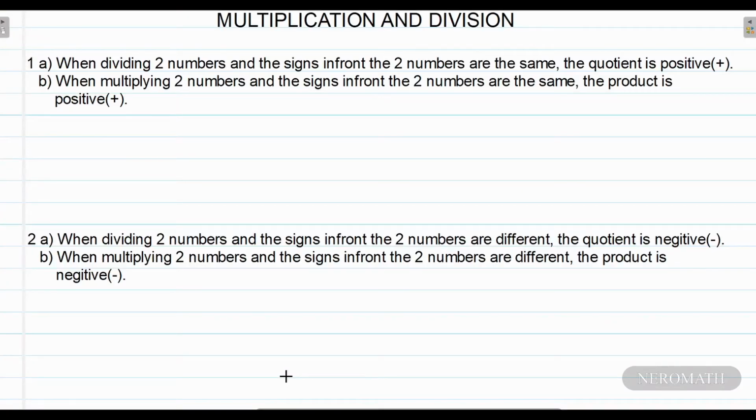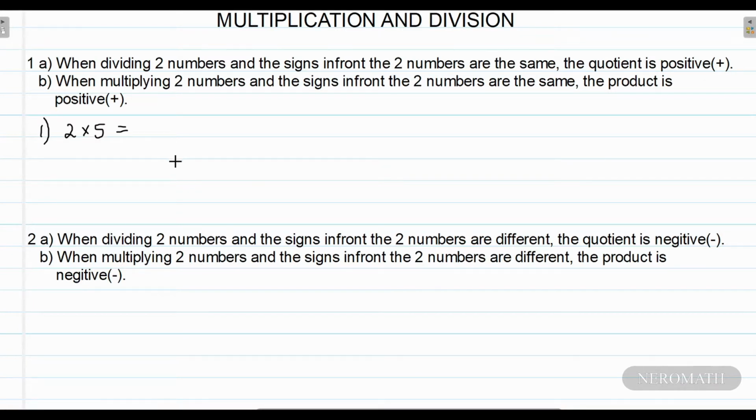When it comes to multiplication and division of directed numbers, there are only two situations: when the signs in front of the two numbers are the same, meaning the signs in front of both numbers are positive, or the signs in front of both numbers are negative. And the other situation is when the signs in front of the two numbers are different, meaning the sign in front of one number is positive and the sign in front of the other number is negative. So let's look at the first situation where the signs in front of the two numbers are the same.